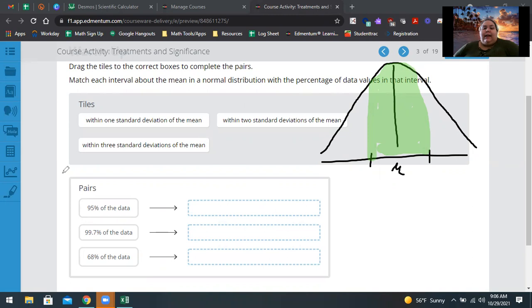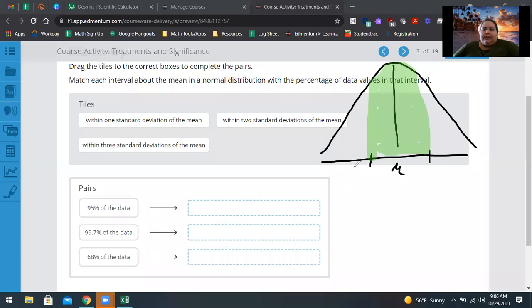So when we look at our options here, within one standard deviation, does this area colored in green look like it's 95% filled, 99.7% filled, or 68% filled? Then you go ahead and select that one for your first standard deviation.